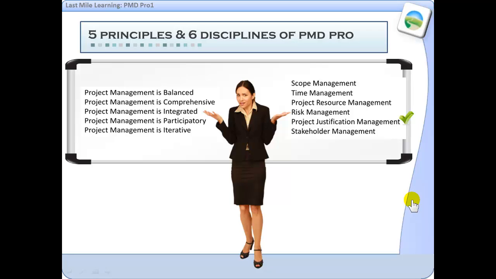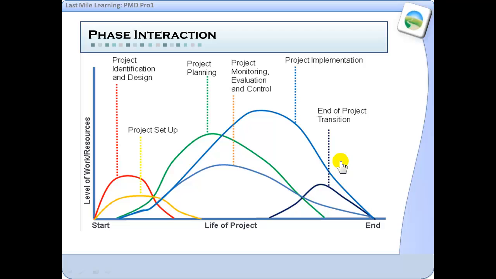Pay attention to the 5 principles and the 6 disciplines. Even though we're using the phase model as the organizing structure for learning, these principles and disciplines are equally important, and they weave themselves throughout the different phases. I also wanted to have you look carefully at this graphic here.